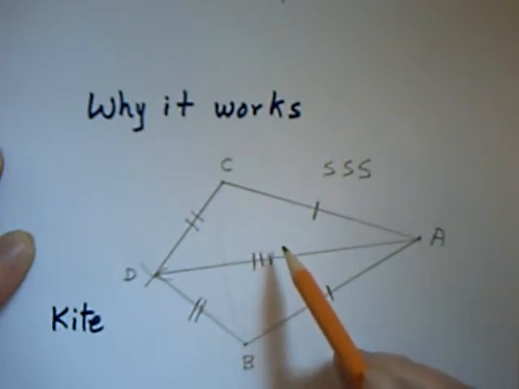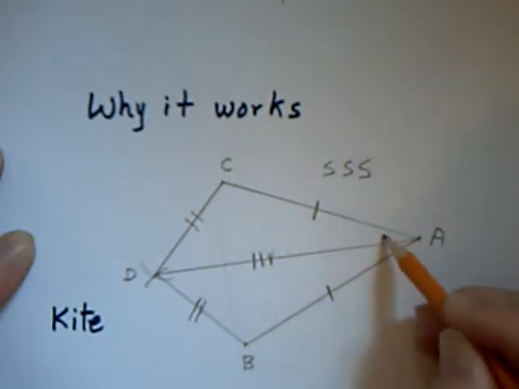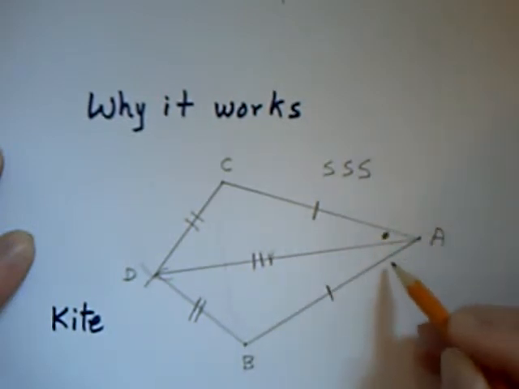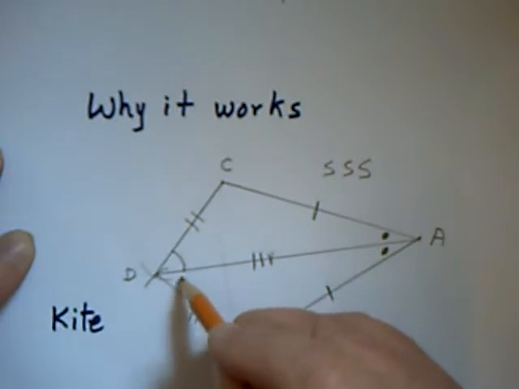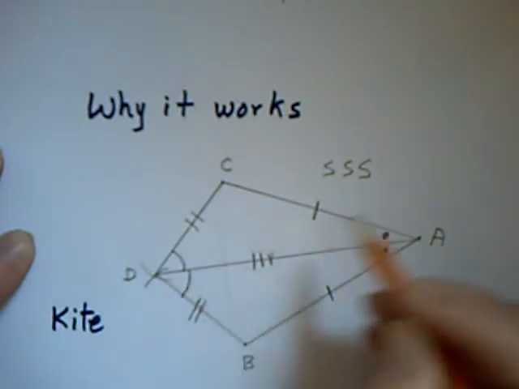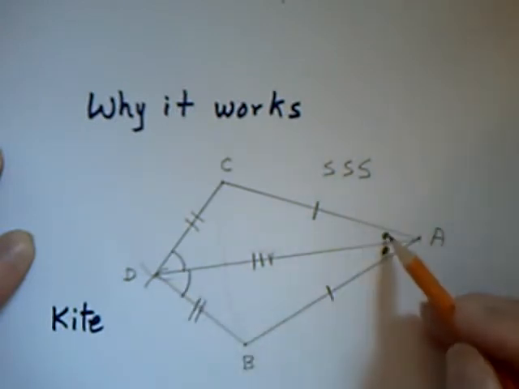And if the two triangles are equal, then corresponding angles are equal. And this angle right here then is going to be equal to this angle right here. Okay? We also get this angle here equal to this angle here. But this was our original angle, so that's why it ends up dividing it evenly into two.